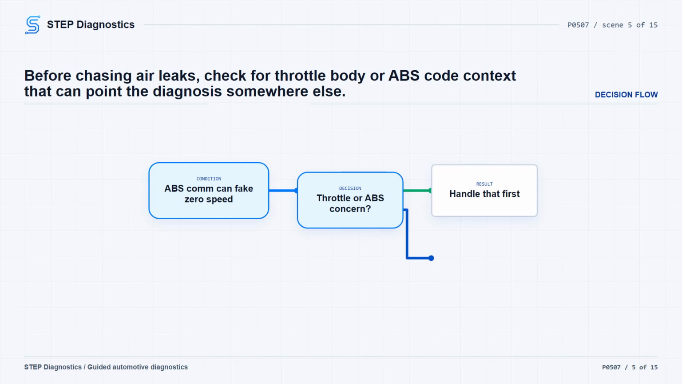If there are active or pending throttle body codes, or ABS communication or implausible ABS data concerns, deal with those first. A loss of communication with the ABS module can make the PCM default vehicle speed to 0 while driving, and that can falsely fail the idle speed rationality check. If none of those related concerns are active or pending, move on to the air and throttle checks.